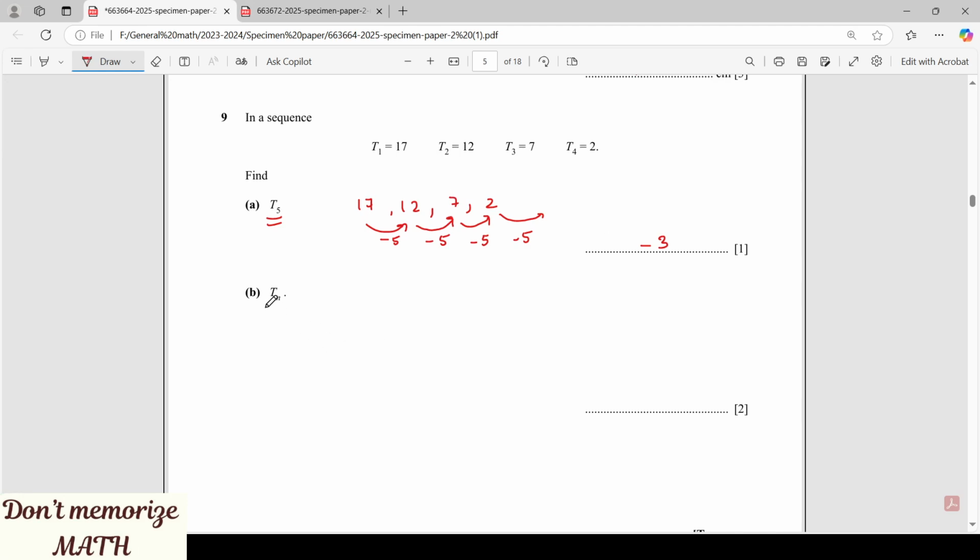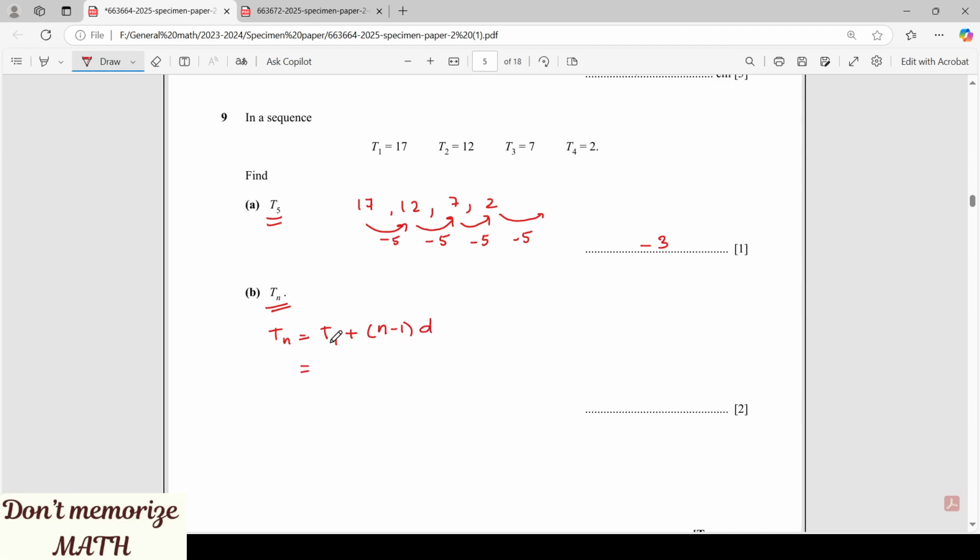Then Tn, the nth term. You already studied the formula, so you can follow that. We have un, an, tn, everything is the same. It refers to the nth term of the sequence. Whatever you studied, tn, un or whatever, you can use the same, no problem. Tn is equal to t1, that is the first term, plus n minus 1 times the difference.